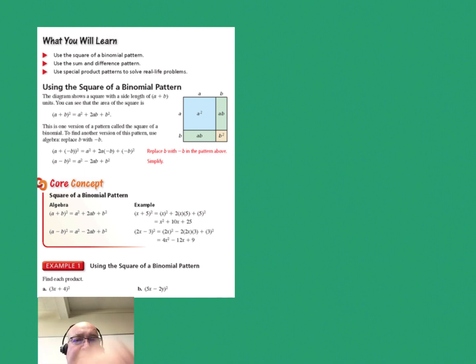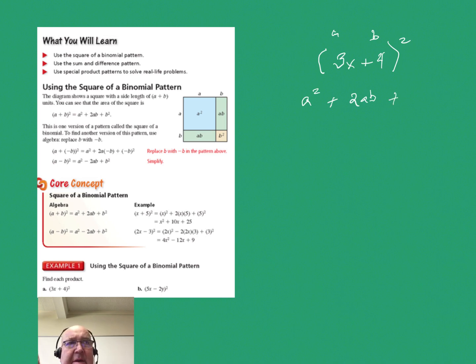Anytime I have a binomial squared, so 3x plus 4 squared, it's going to follow a pattern where this is AB. First term is A, second term is B. The pattern is going to be A squared plus 2AB, 2 times A times B, and then plus B squared. If it happened to be a minus in the middle, the pattern would be A squared minus 2AB plus B squared.